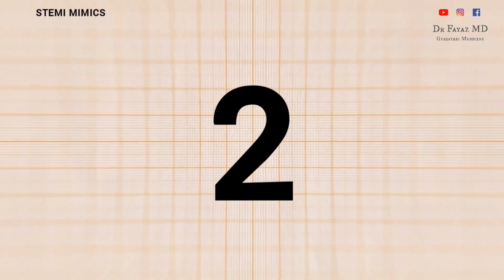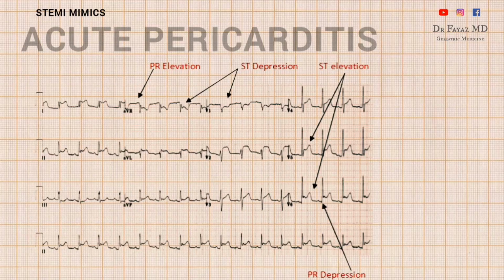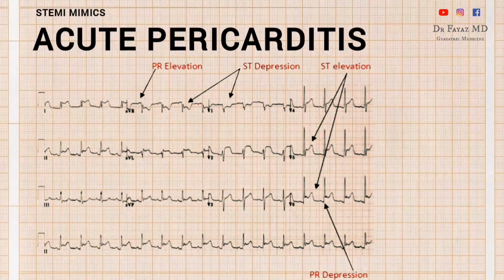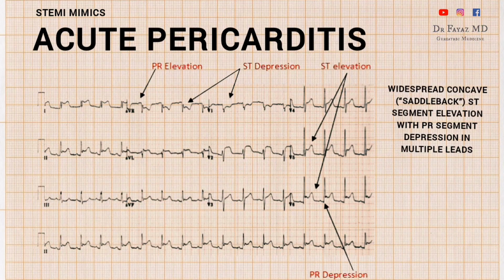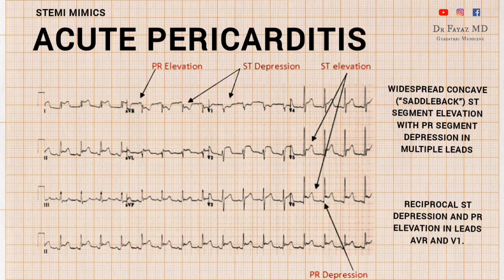The second differential is acute pericarditis. In acute pericarditis, we see widespread concave or saddleback ST segment elevation with PR segment depression in multiple leads, with the reciprocal ST segment depression and PR elevation in leads aVR and V1.